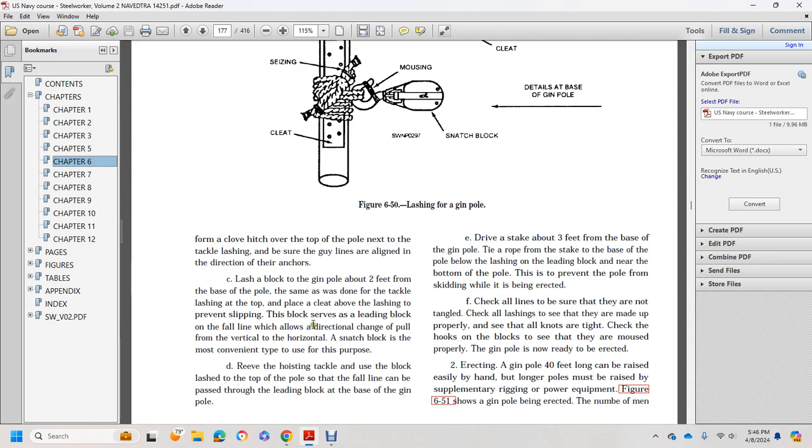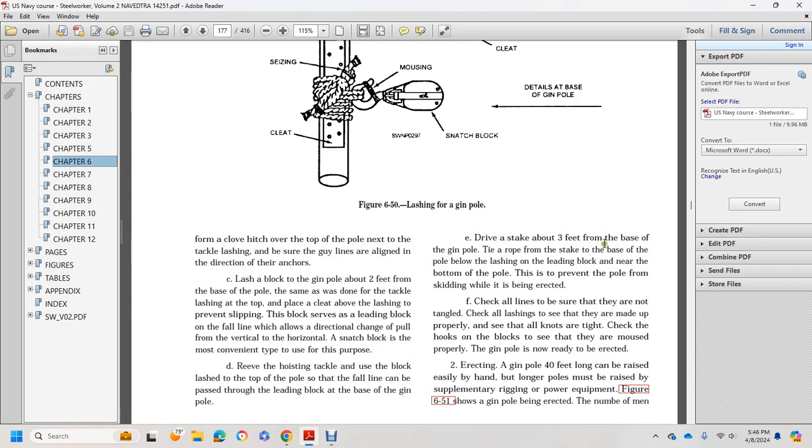Place the key above the lashing to prevent the block from slipping. Strip the leading block with the fall upon the directional change with the curve, with a vertical or two horizontal snatch blocks. It is the most convenient type used for this purpose. Reeve the hoisting tackle, reeve the block lashed to the top of the pole, so that the fall can be passed through the leading block into the base of the gin pole.